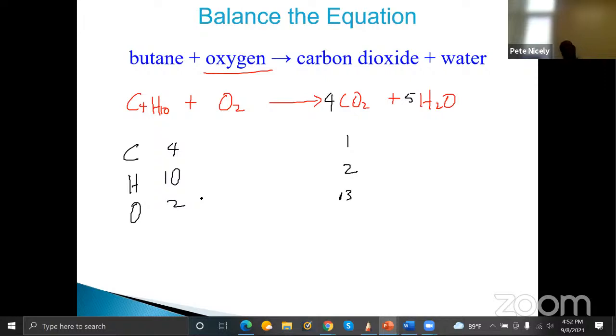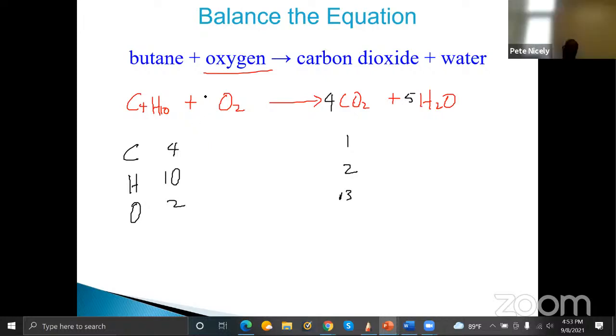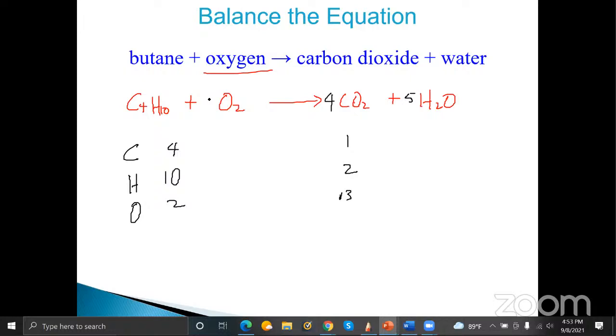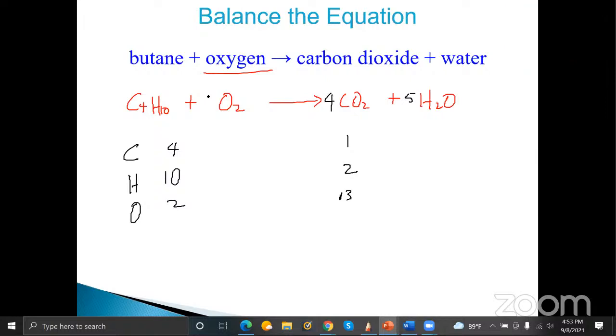You have 2 oxygens on the left and a total of 13 oxygens on the right. Anybody? I know that you can't have 13/2 atoms of oxygen, but if you do that and then multiply the entire equation by 2, would that work? You read my mind, my dear. That's exactly what I would have done. So who said that, by the way? I want to give credit to the person who said it. Who was that? Taryn.